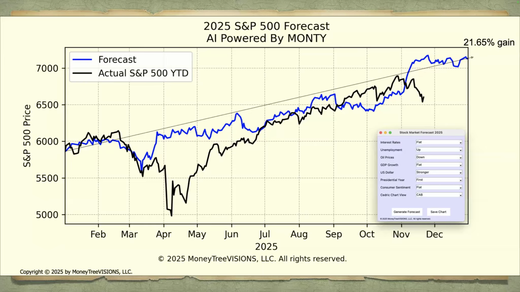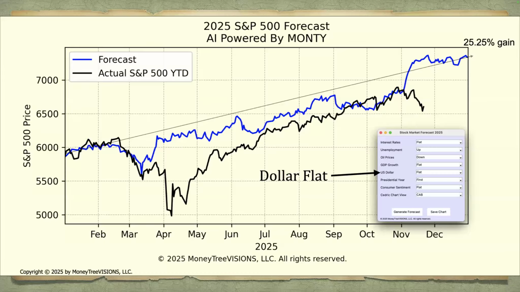So let's look at the next chart here. We say, okay, what happens if the dollar is flat? Okay, the forecast goes up a little bit, different away from the current black line there. So will that happen? Probably not.